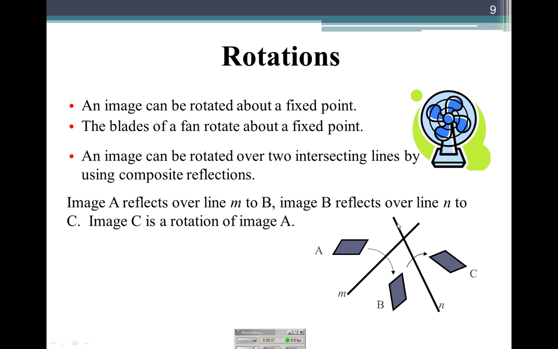In this example, you have figure A, and you have two intersecting lines, M and N. If you take figure A and reflect it over line M, it moves down here to figure B. Then take figure B, reflect it in line N, and it reflects over to figure C. Go from start to finish. From A to C actually becomes a rotation. When you reflect things twice across intersecting lines, the result is a rotation.